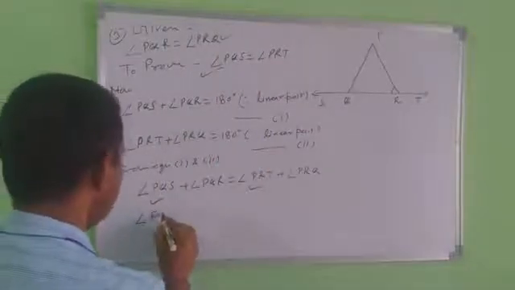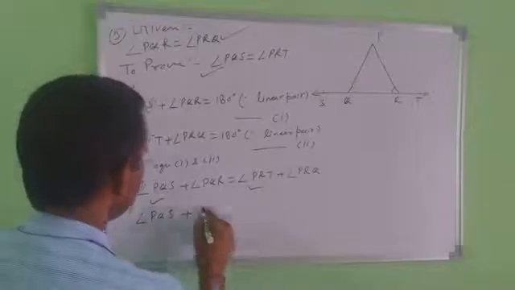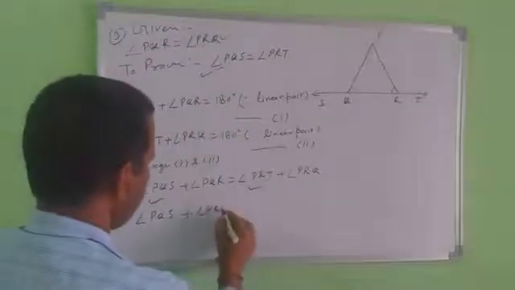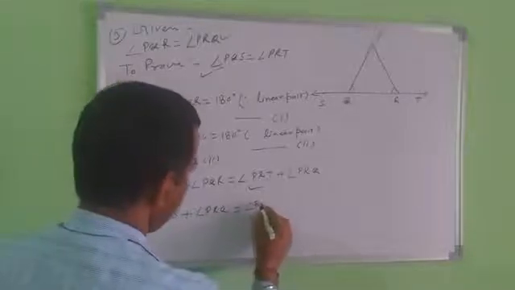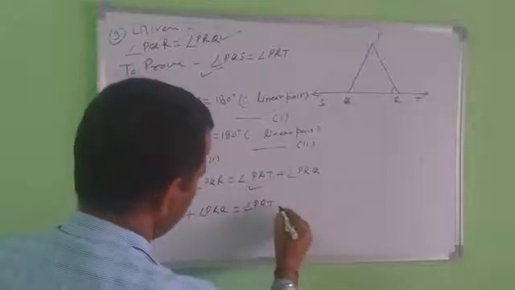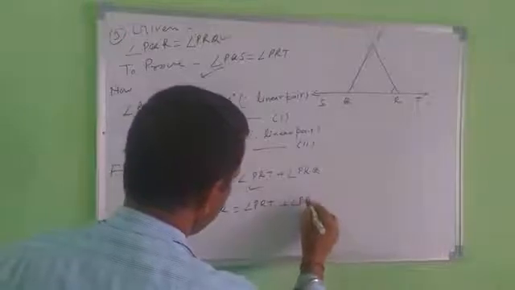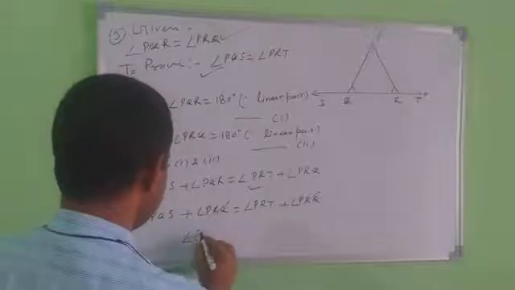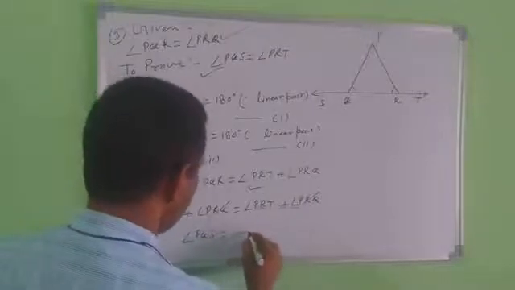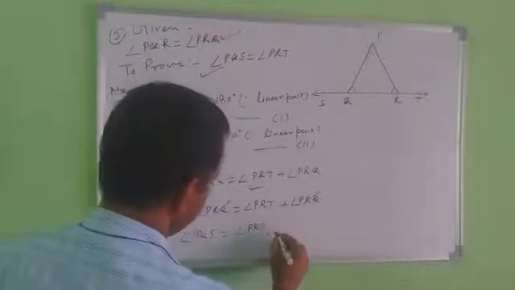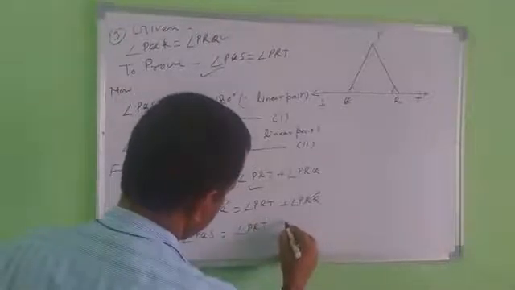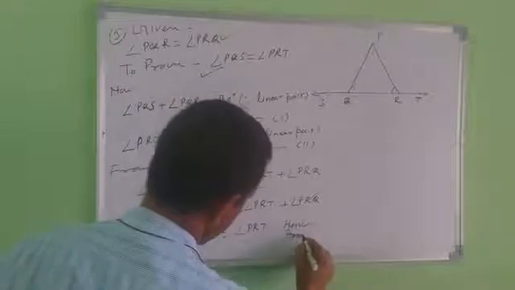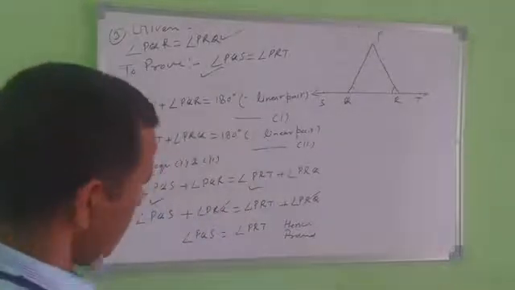angle PQS plus angle, what is the value of PQR? PRQ. Angle PRQ equal to angle PRT plus angle PRQ. And this will be cancelled here. What is left? PQS equal to PRT. Hence proved. Hence proved.